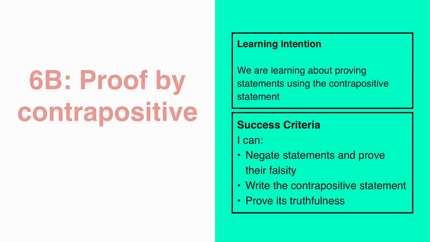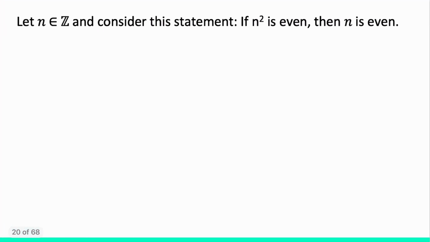This might sound like a bit of a jumble in terms of that success criteria, but what we're really doing today, those are the broken down bits to it. We're just learning a different way of being able to prove certain types of statements, and those are the things that you need to be able to do in order to prove by contrapositive. Now, why do we need different ways to prove statements? We've already learnt direct proofs, but that only works for certain types of statements.